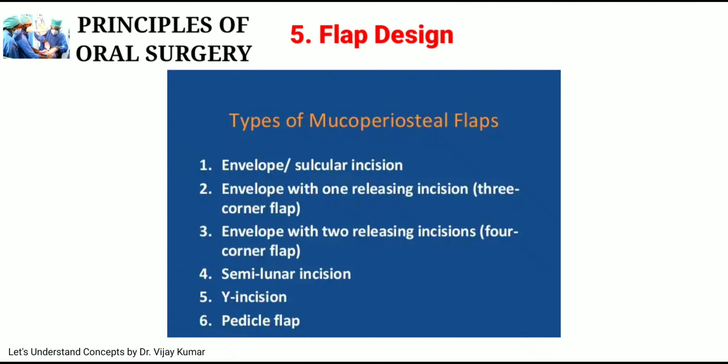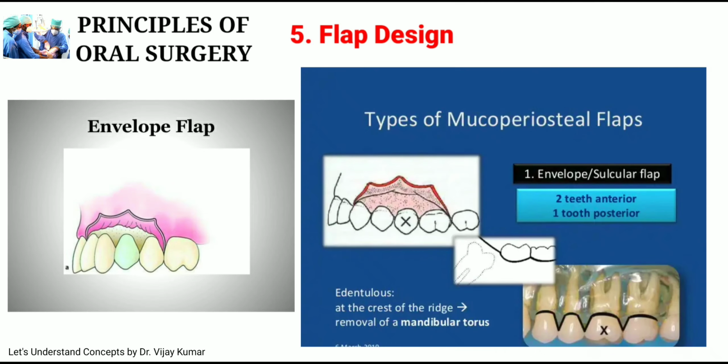After that we come to the types of mucoperiosteal flap. When you see the types of flaps, we have the envelope flap, and envelope with one releasing incision, also known as three corner flap or triangular flap. Envelope with two releasing incisions is also known as four corner flap, in which we have two flaps, rectangular flap and trapezoidal flap. Then we have semilunar flap, Y incision, pedicle flap. So going in detail one by one.